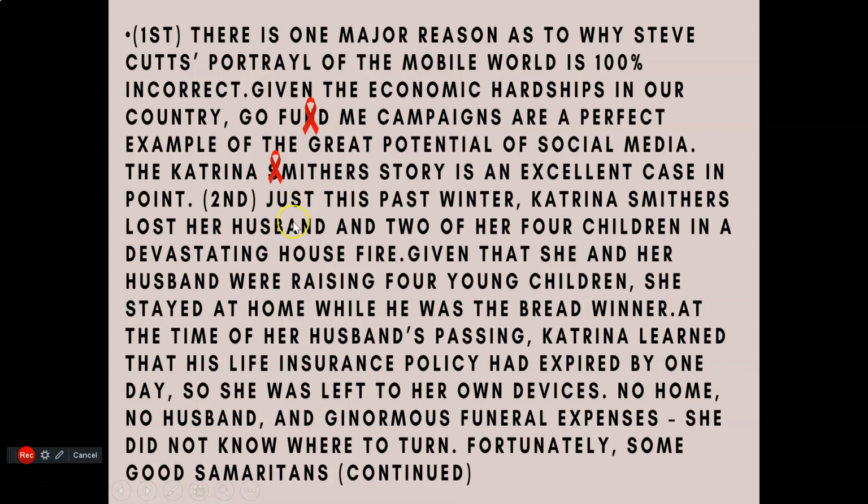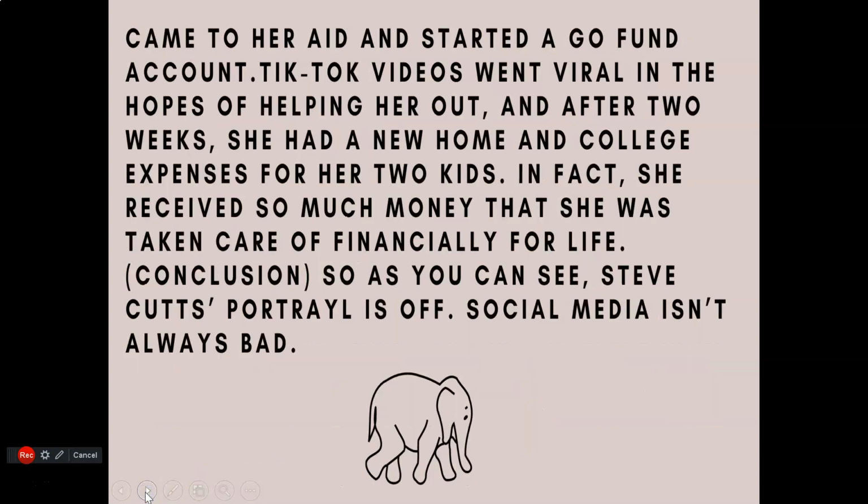Just this past winter, Katrina Smithers lost her husband and 2 of her 4 children in a devastating house fire. Given that she and her husband were raising 4 young children, she stayed at home while he was the breadwinner. At the time of her husband's passing, Katrina learned that his life insurance policy had expired by one day, so she was left to her own devices. No home, no husband, and ginormous funeral expenses. She did not know where to turn. Fortunately, some good Samaritans came to her aid and started a GoFundMe account. TikTok videos went viral in the hopes of helping her out, and after 2 weeks, she had a new home and college expenses for her 2 kids. In fact, she received so much money that she was taken care of financially for life.